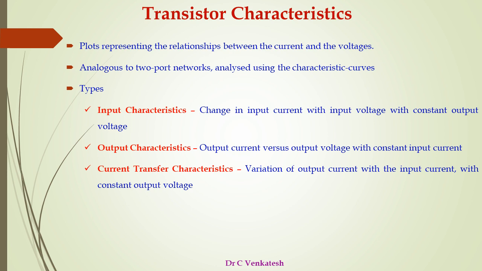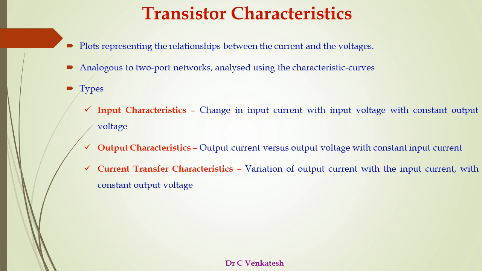Transistor characteristics. Transistor characteristics are the plots which represent the relationships between the current and the voltages of a transistor in a particular configuration. By considering the transistor configuration circuits to be analogous to two-port networks, they can be analyzed using the characteristic curves which can be of the following types: input characteristics, output characteristics, current transfer characteristics.